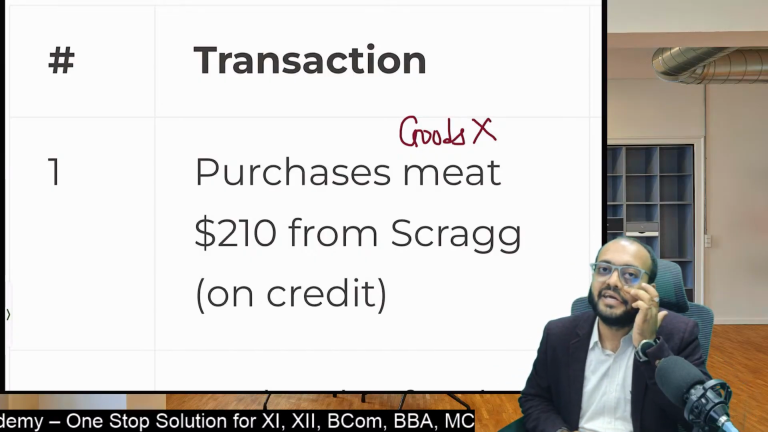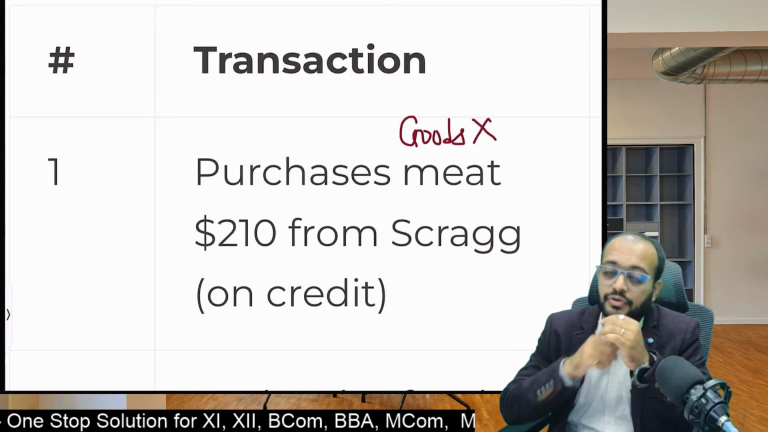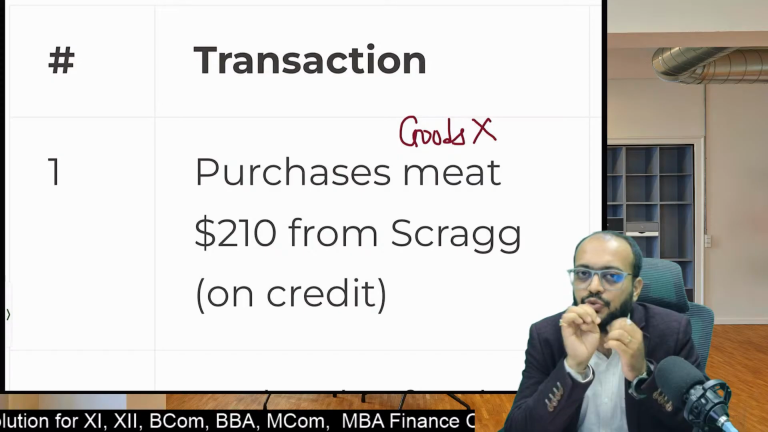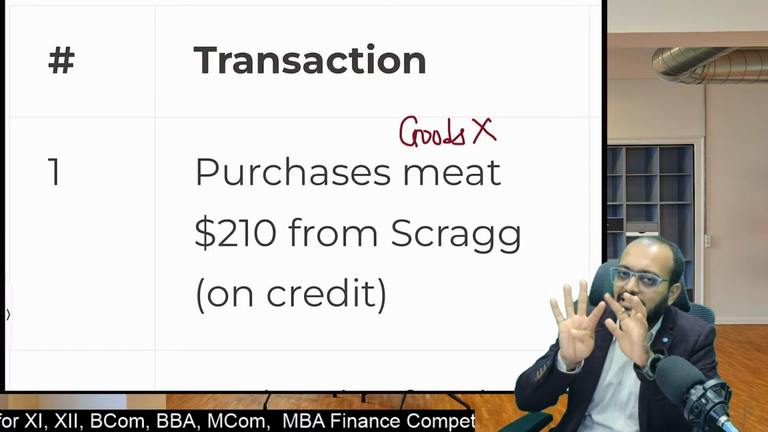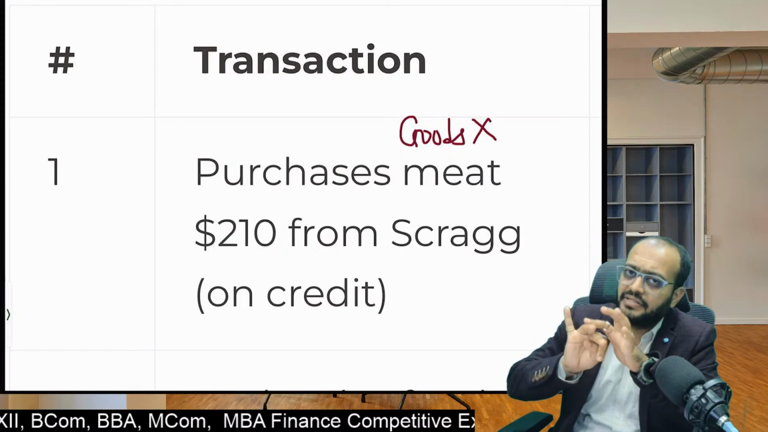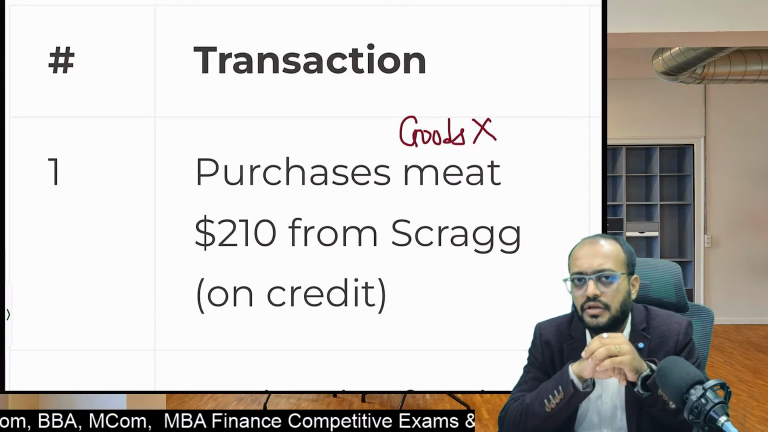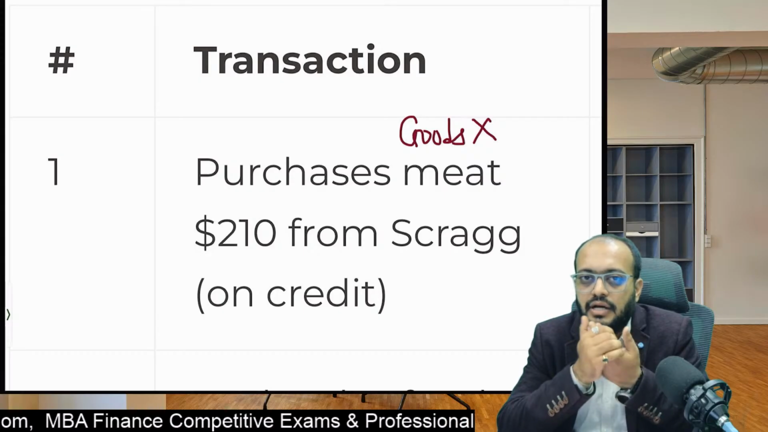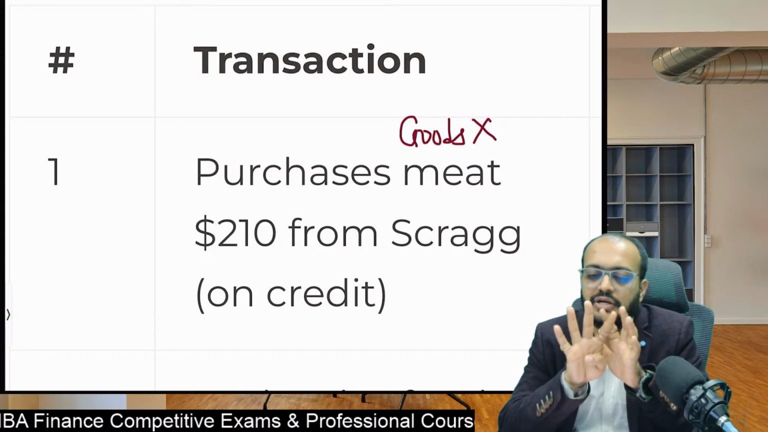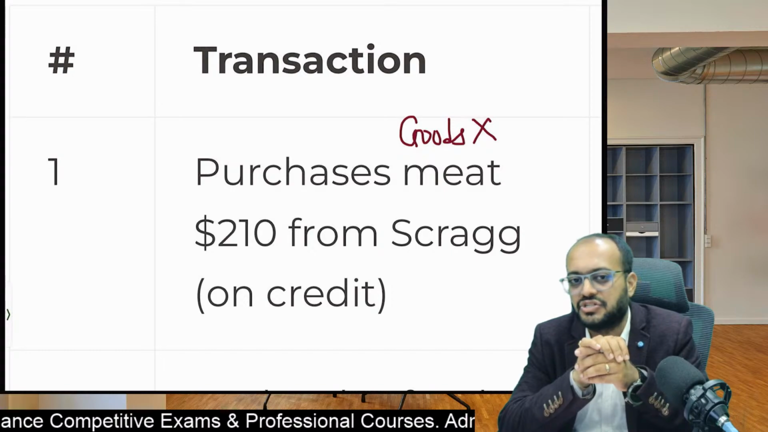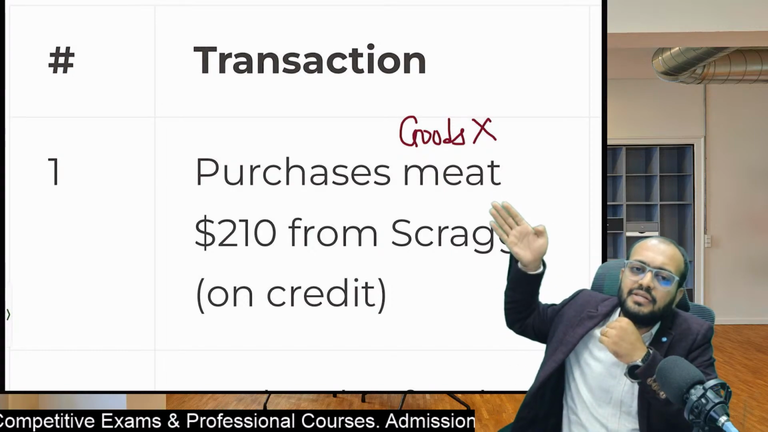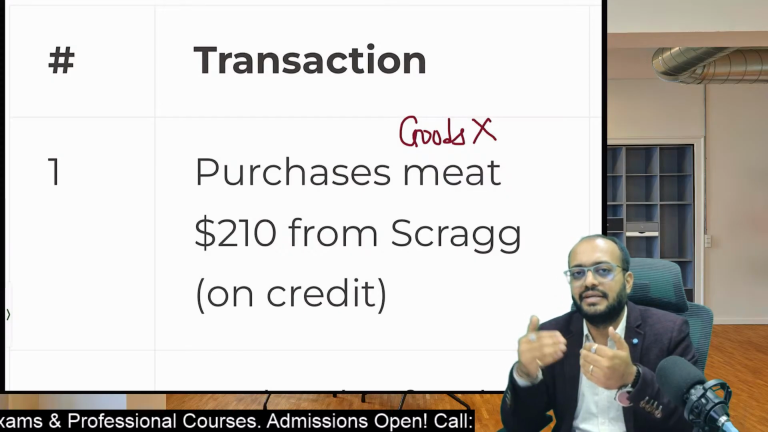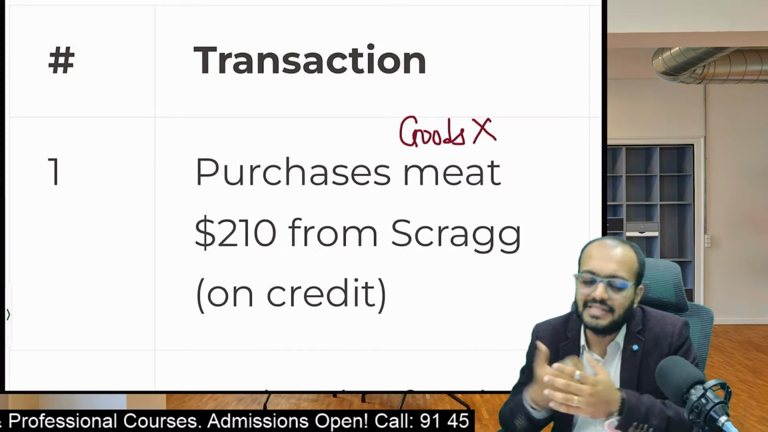So in case there is a transaction of goods, then rather than using goods account, we have to use one of the four accounts: purchase account, sales account, purchase return, or sales return account. So sir, which account should we use out of these four? It depends on the transaction. Here, since we are purchasing the goods, we should use purchase account. If the transaction is related to sales, that we sold meat, then we have to use sales account.